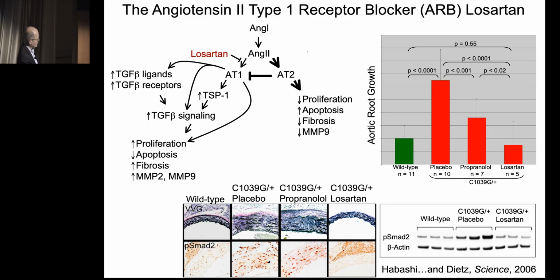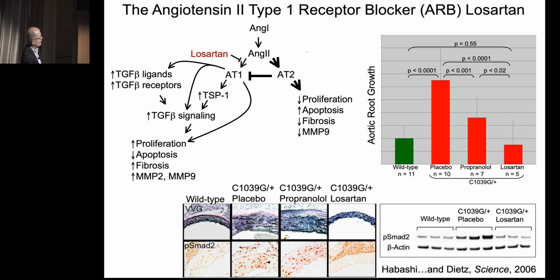If we gave those mice a beta-adrenergic receptor blocker such as propranolol that lowers blood pressure but does not address TGF-beta, we saw a significant but relative reduction in aortic root growth, but no improvement in aortic wall architecture, and a clear signal for residual increased TGF-beta signaling as shown by phosphorylation of SMAD2 within the aortic media.